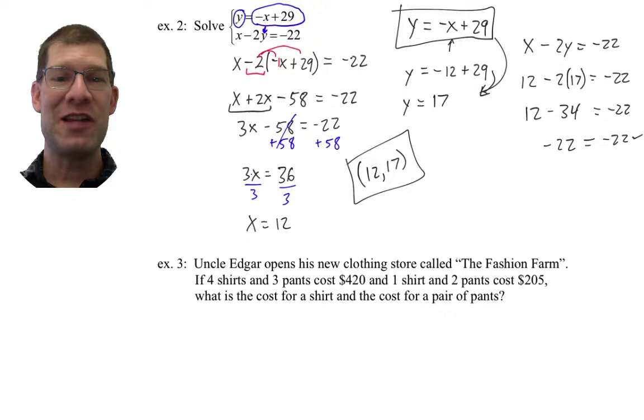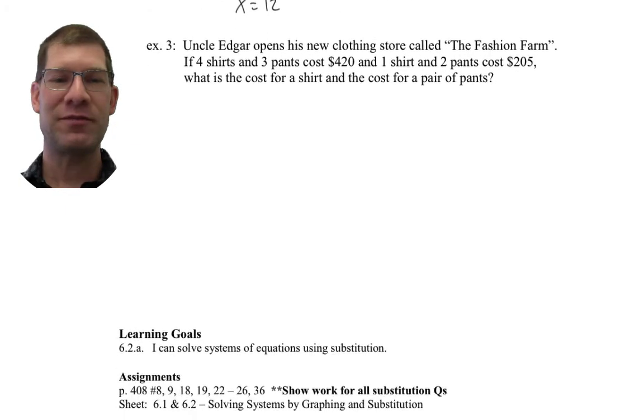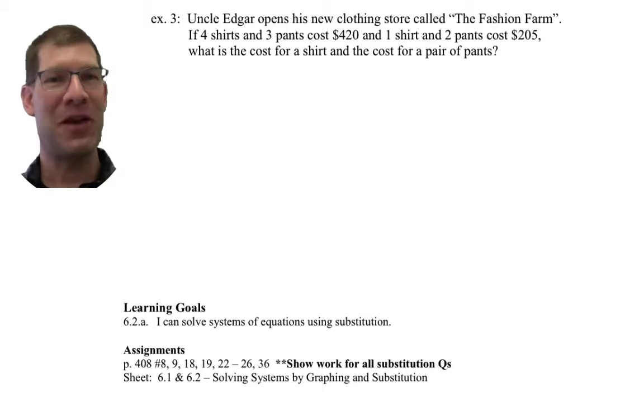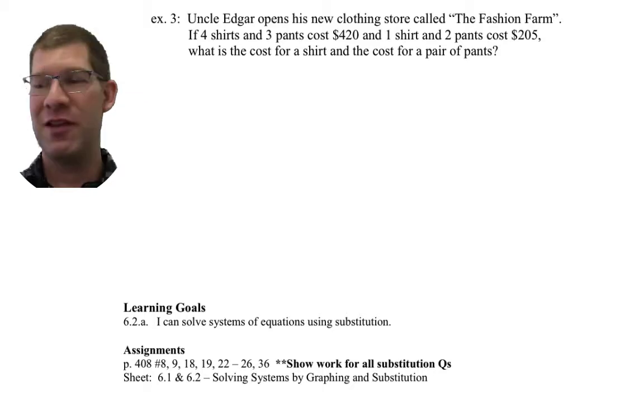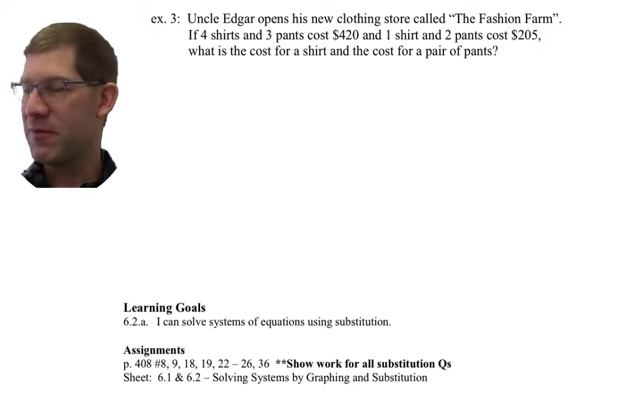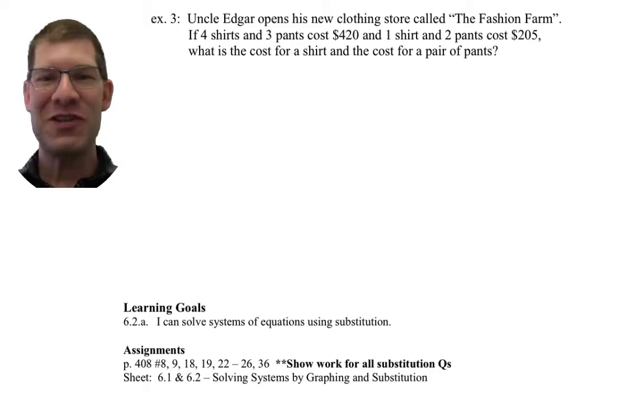So that's the second example. Most of the ones you're going to see are going to look more like that. But we could have a story problem as well. And the only difference with a story problem is you have to come up with your equations and then go through and solve them. And if we were to do this, so Uncle Edgar opens his new clothing store called the Fashion Farm. If 4 shirts and 3 pants cost $420, 1 shirt and 2 pants cost $205. What does the cost for a shirt cost for a pair of pants?